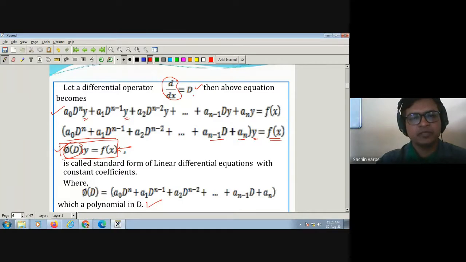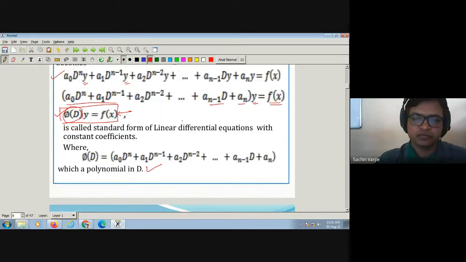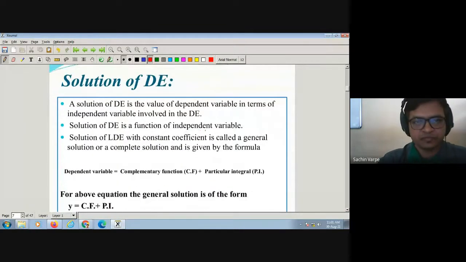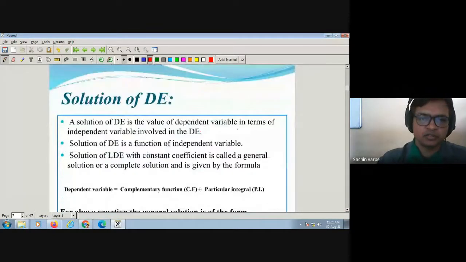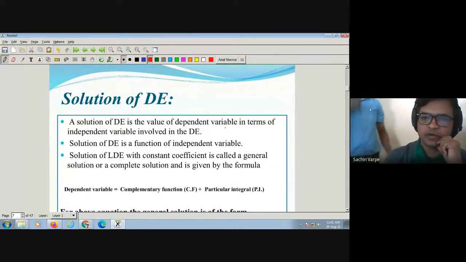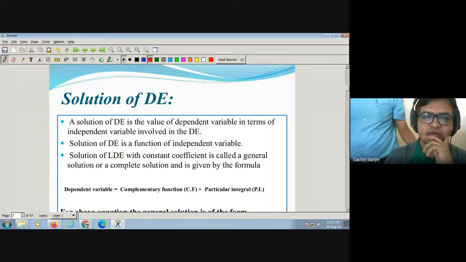Okay, so sometimes the given differential equation will already be in capital D form. So in that case, we don't need to reduce further, isn't it? It is already in capital D form. So we have to proceed further with the next step. So what is the next step? Solution. Okay, so solution of differential equation. A solution of differential equation is the value of dependent variable in terms of independent variable involved in the differential equation.